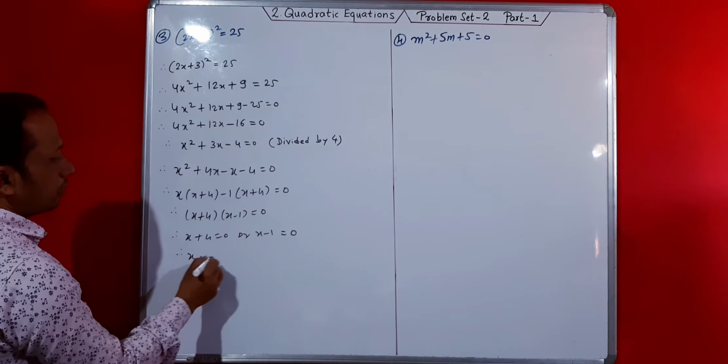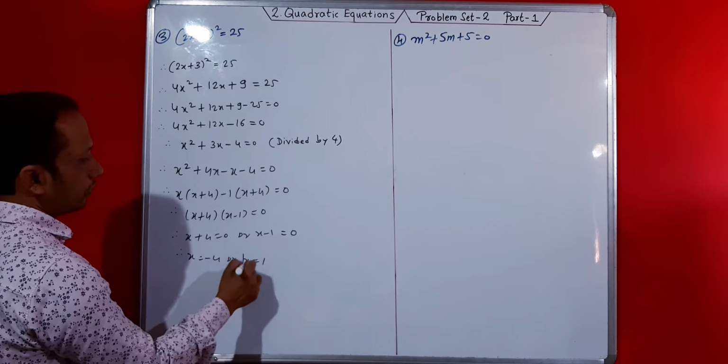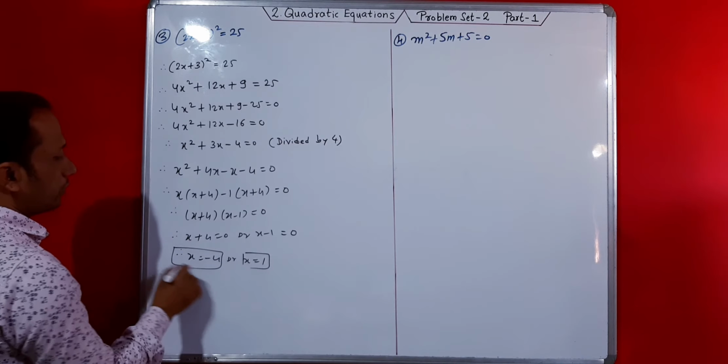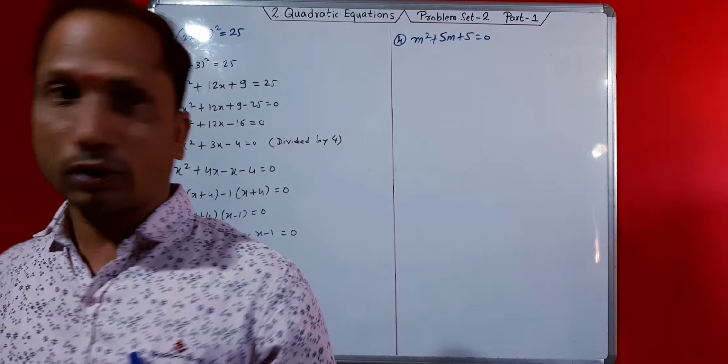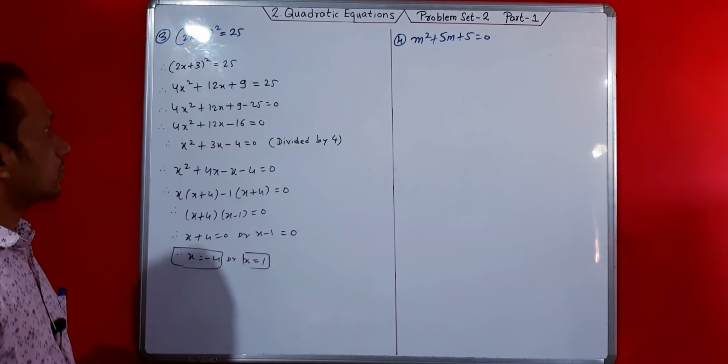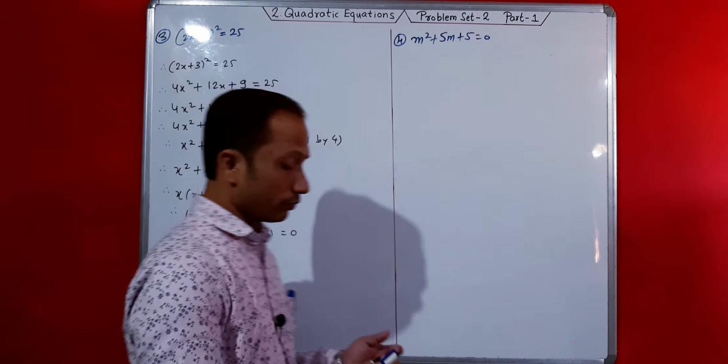Therefore x is equal to minus 4 or x is equal to 1. Okay, so these are the roots of the given quadratic equation. Okay, maybe I think so. Okay, I will recheck this. Okay, don't worry, this is question number 3, and now come to question number 4.